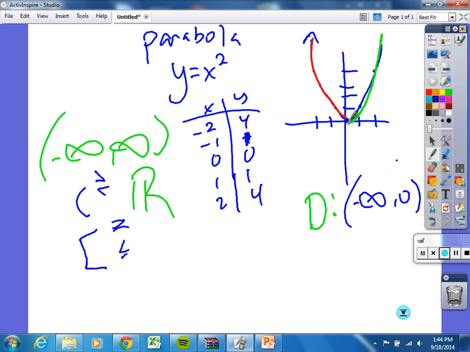What's the largest number less than 0? Negative 0.0000000000000001? Is that it? No, there's another number larger than that. You get what I'm trying to say? So can I use a bracket on this? No, because there's not a number less than 0 that I can actually physically use.